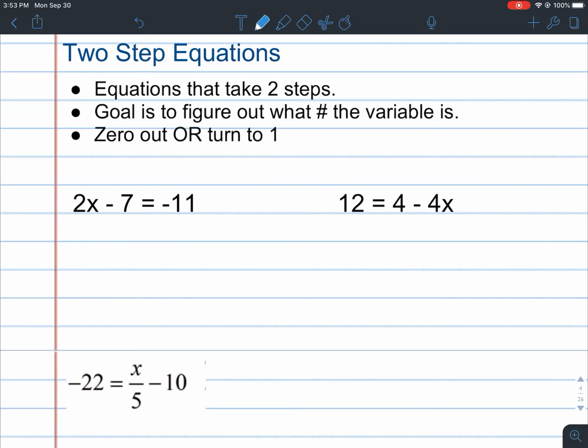Hello, this is going to be a video that's going to go over two-step equations. This is just the notes portion, and then I'm going to go ahead and record a video for some extra problems that I'll work out.